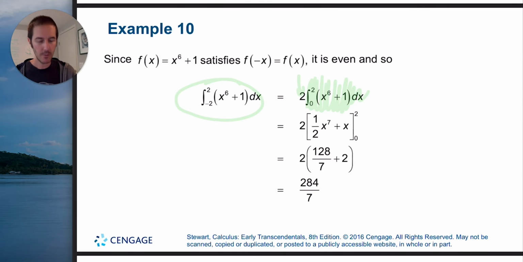Find the antiderivative. There it is. Evaluate the antiderivative from 0 to positive 2. You will get the value inside these parentheses. Simplify that, and then double it, and you've got yourself a final answer. This is an example of a problem from these slides.